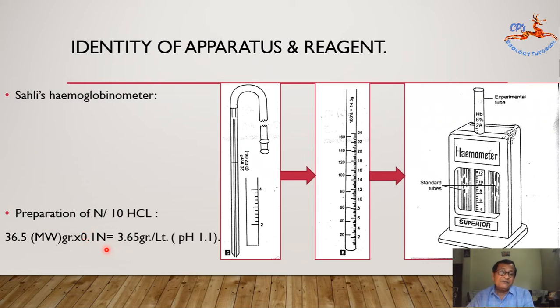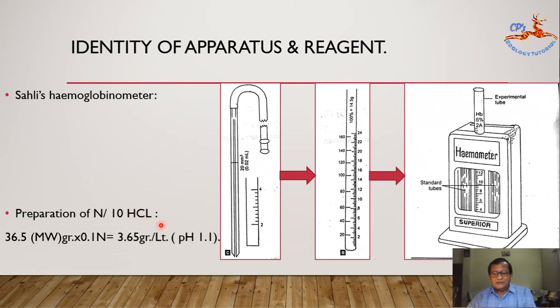But the availability of hydrochloric acid in the market is 37%. That means 12 molar concentration. In that case, we have to mix 8.3 ml of hydrochloric acid and make it 1 liter with distilled water to get this concentration of 0.1 normal. Here, replaceable hydrogen is 1. That means the molarity and the normality are the same for this solution.